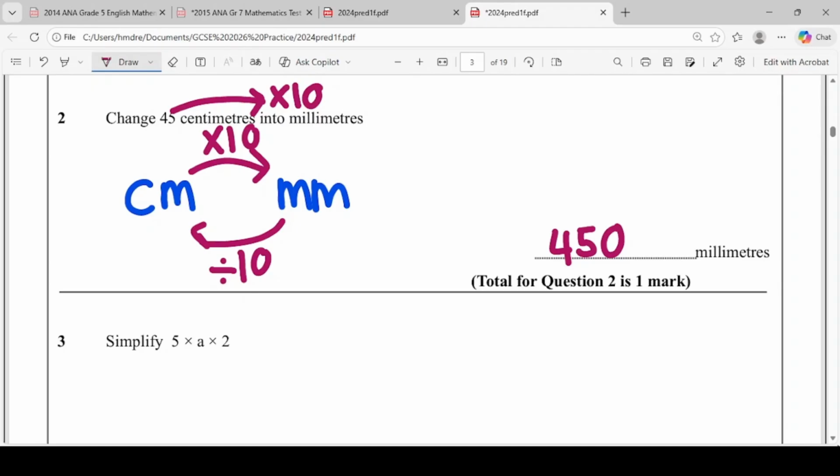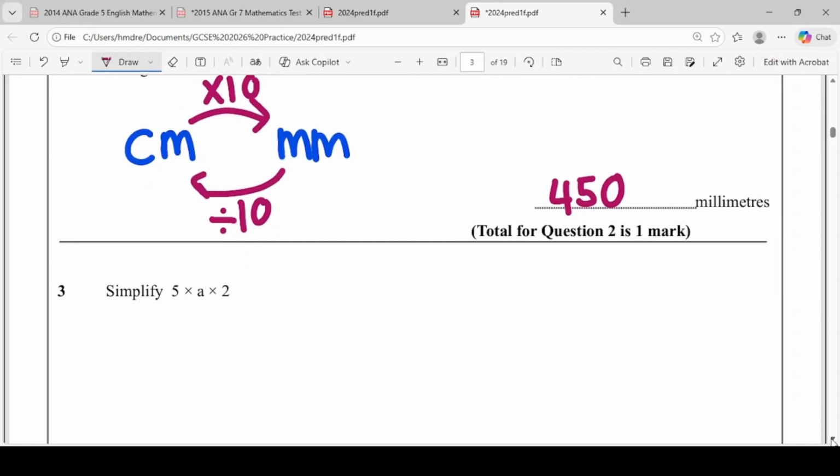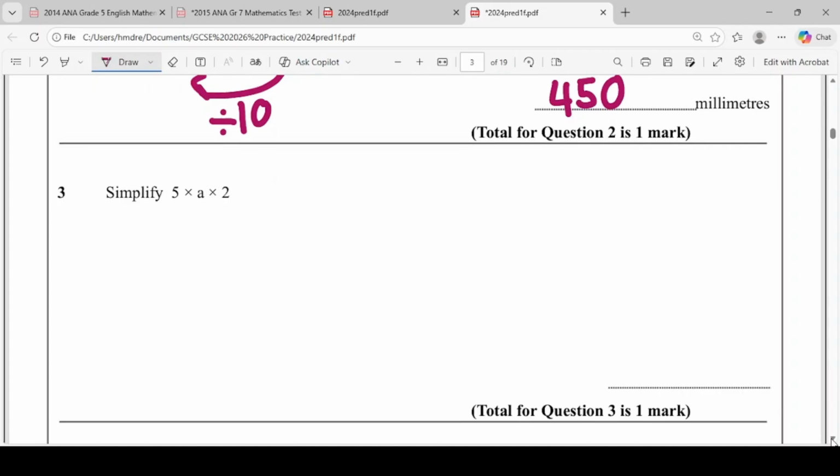Question 3, simplify 5 times a times 2. When you're simplifying an algebraic expression like this, it's as simple as you multiply the numbers, so 5 times 2 is 10, and you just list all the letters after each other, so 10a.